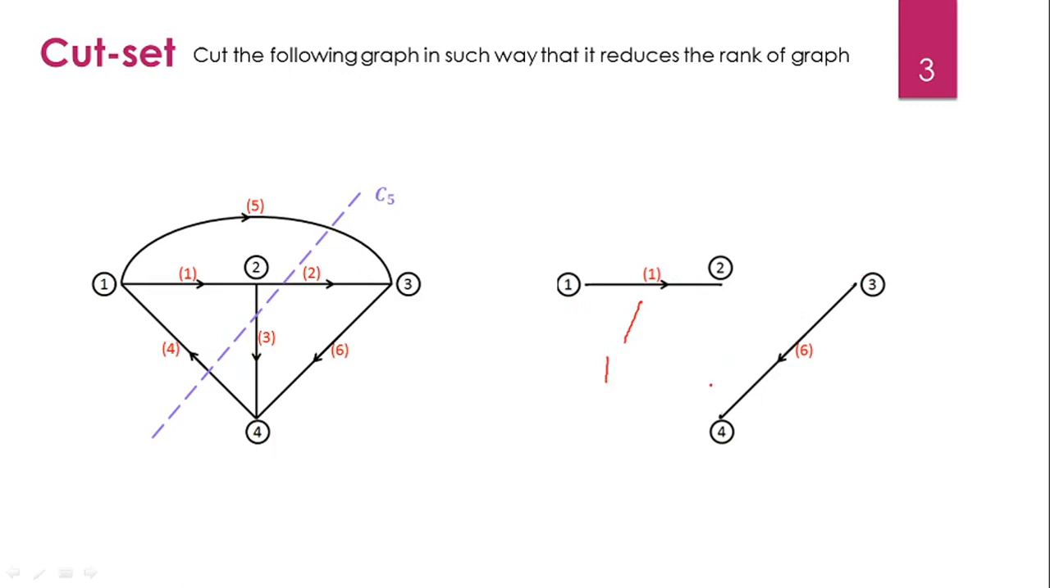Here the number of nodes is 2. 2 minus 1 is 1. So adding these two ranks, we get 1 plus 1 is 2. So the rank is reduced by 1. We achieved it. Can we have another cut?